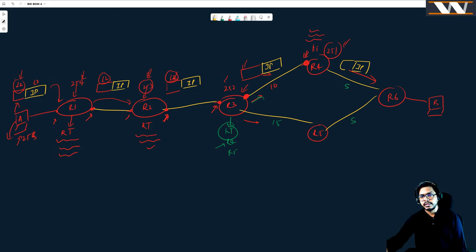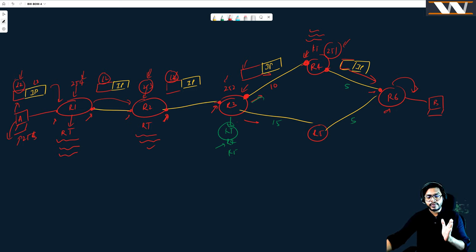And when R6 gets this IP packet, of course the source is going to be R4's interface MAC address, this one, and the destination is going to be R6's interface MAC address, this one. Now R6 has this connected route, so it is going to move this packet from here to here. It is as simple as that, right? So this is basically hop-by-hop processing.